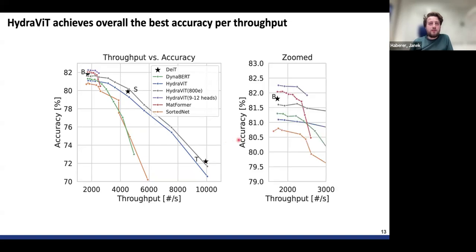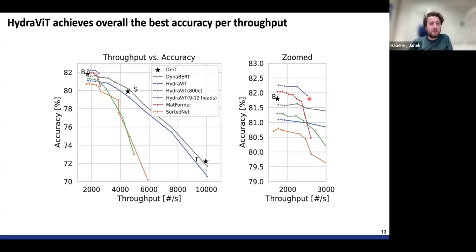And then also zoomed in, same story as before. So Matformer, the red line here in this smaller space, doesn't really reach a higher throughput because it didn't change the attention block. They are able to beat HydraViT with only 300 epochs, but if we again restrict ourselves to 9 to 12 Hz, so a similar range, then we are able to beat them as well.